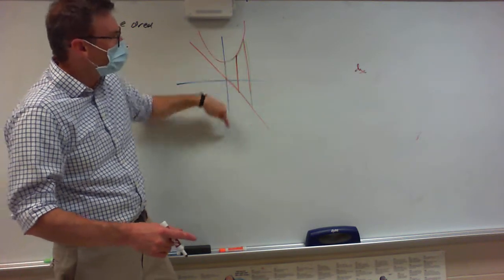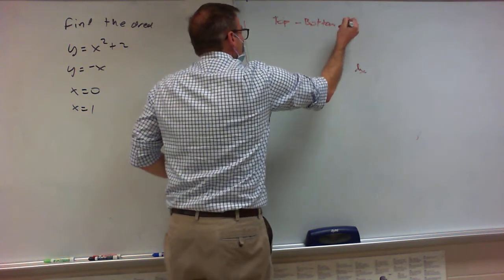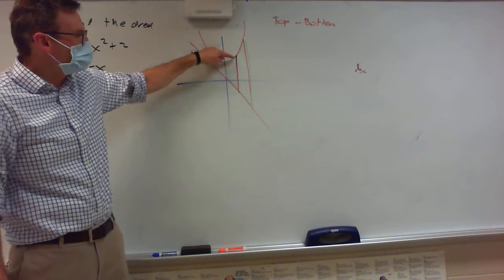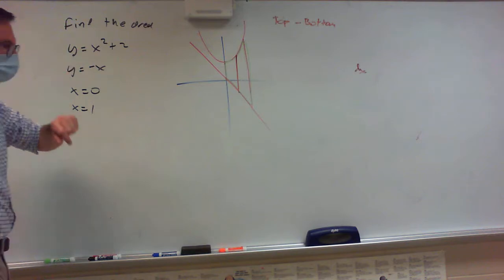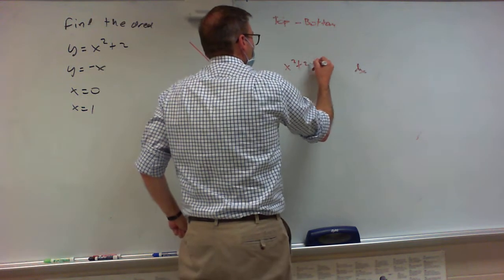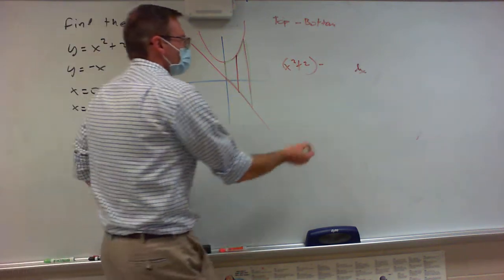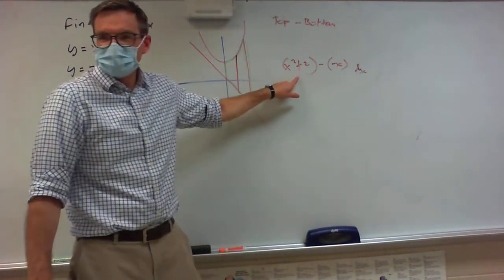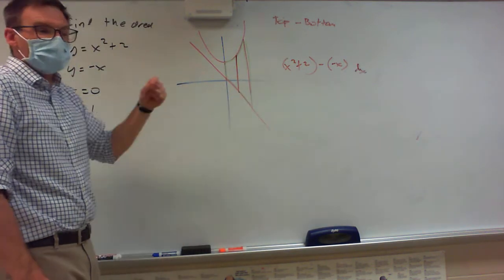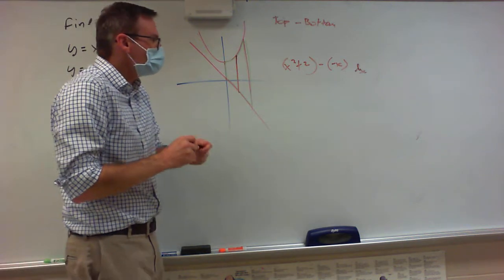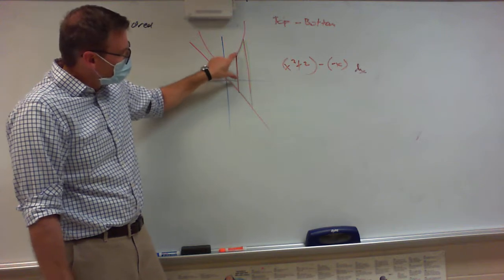How you figure out the height of this rectangle is top minus bottom. So I think top function minus bottom function. What's your top function? X squared plus 2. What's your bottom function? Negative x. Everybody see where I got top minus bottom? All right, now this is one skinny rectangle, and depending on where you drew it, it's top minus bottom.